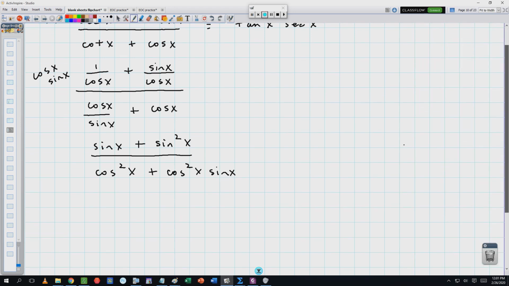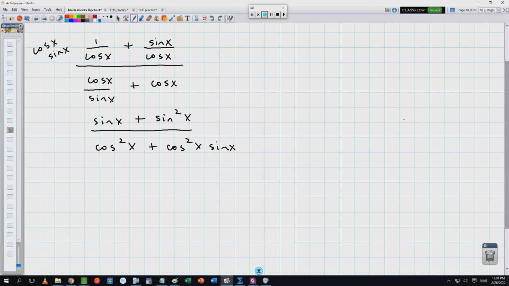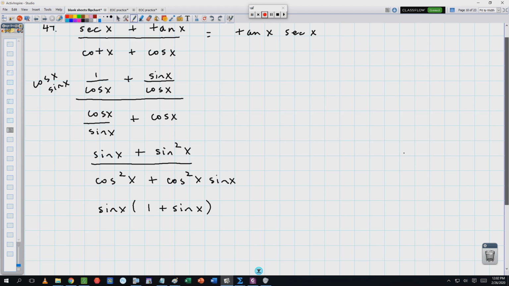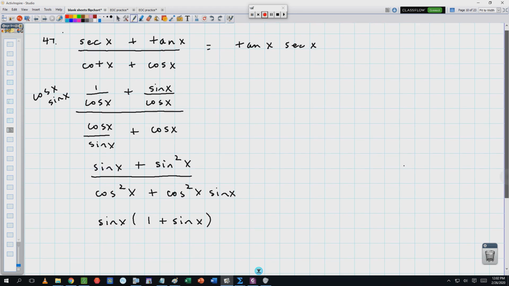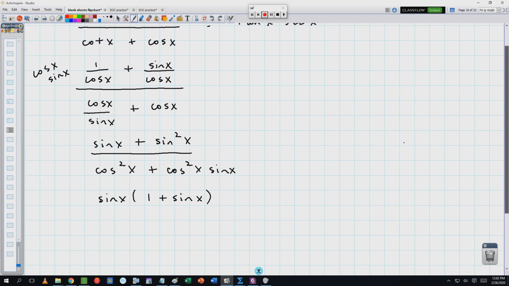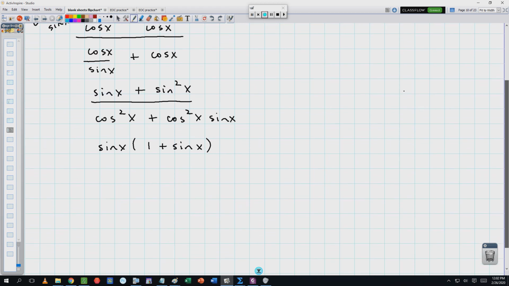Oops, why keep doing that? On the top, I am going to factor out a sine. Now remember what your goal was. Your goal is a tangent, which is a sine over a cosine, and your secant is a 1 on top of a cosine.